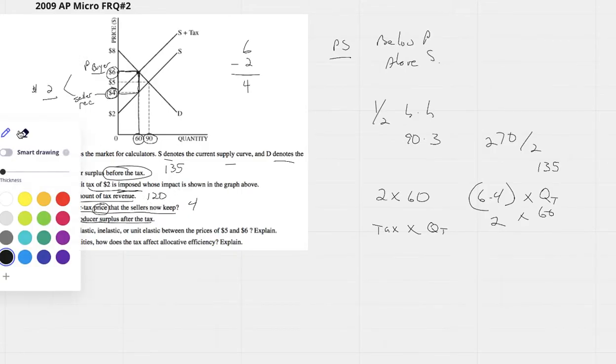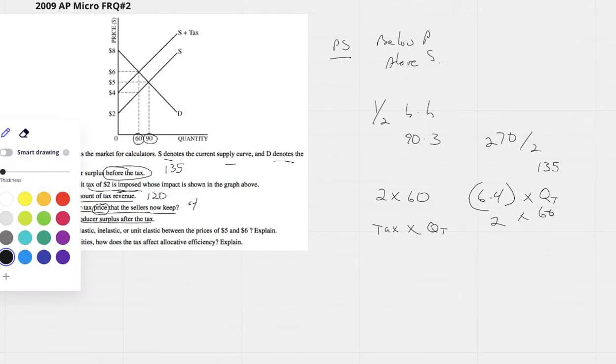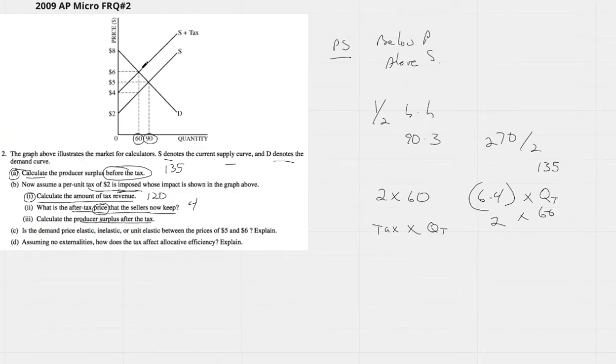Now, recognize that different teachers teach this in different ways. Where is the producer surplus? Now, if I had to be exact about it, I'd say here's our new price at $6. So we know that producer surplus is everything below the price but above the supply curve. Here's our new supply curve.